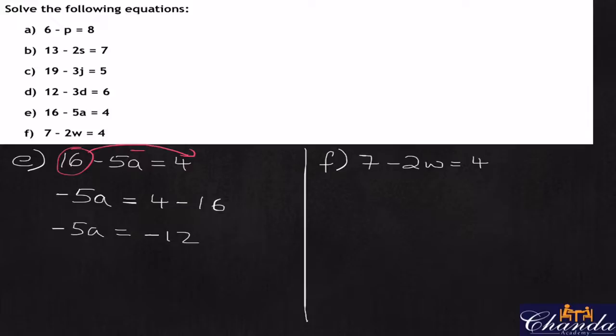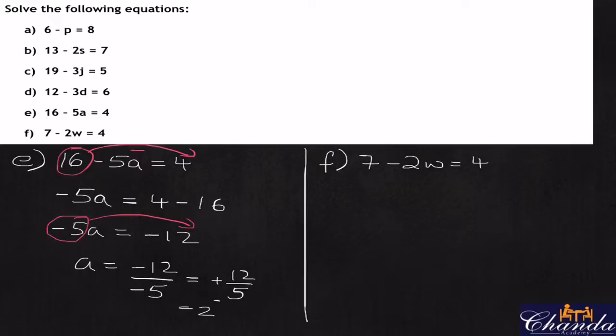Then we take the negative 5 over to the other side. And that turns it into a is equal to negative 12 divided by negative 5. A negative and a negative gives us a positive, and that gives us 12 over 5, which is the same as 2 2/5. So you can turn it into a mixed fraction as well if you like to really finalize that answer. I hope you were able to get the same answer.